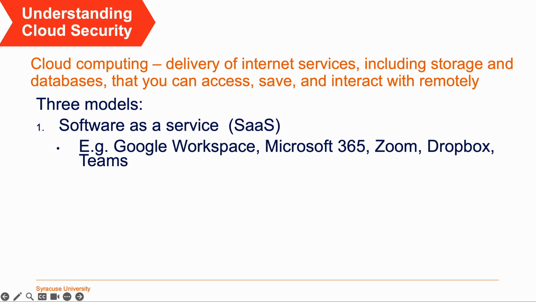One is software as a service, known as SaaS. This is how you can access applications over the internet. For example, Google Workspace, Microsoft 365, Zoom, Dropbox, or Teams.